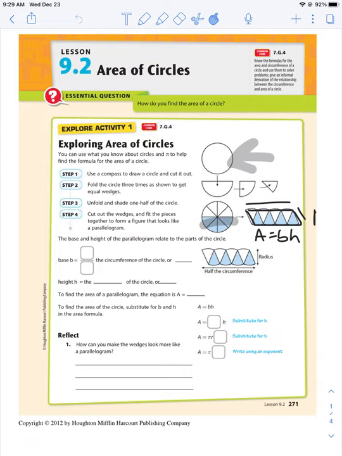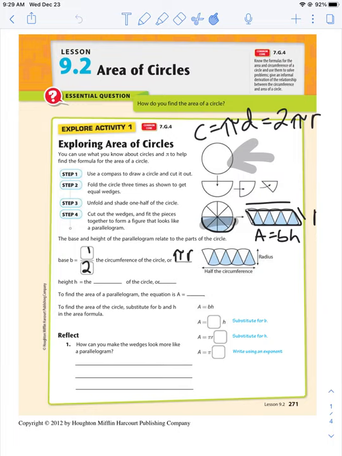The base is technically made up of this distance, which is half of the distance around the circle, which is half the circumference. So the base is 1/2 of the circumference, or pi r, because remember the circumference was pi d, which is the same as 2 pi r. So if it's half of 2 pi r, it's just pi r.